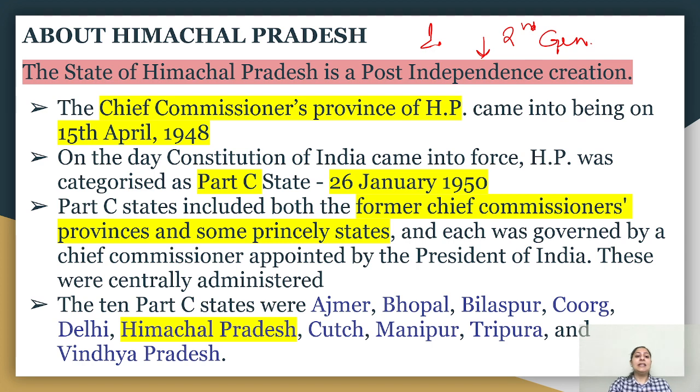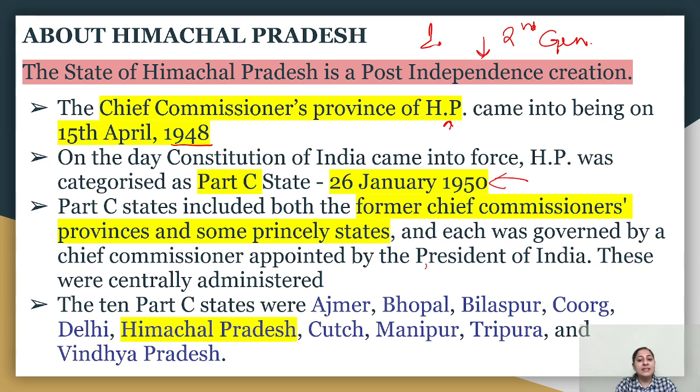Thereafter we see that in the year 1948, on 15th April, Himachal Pradesh came into being and it was made a chief commissioner's province. उसके बाद हमारा जब कॉन्स्टिट्यूशन इन्फोर्स हुआ on 26 January 1950, our Republic Day, on that day we see that Himachal Pradesh was made a part of Part C state. Part C states were governed by the center. जो Part C states थी उसमें एक तो former chief commissioner provinces were added. Apart from that, some princely states were also made a part of the same.